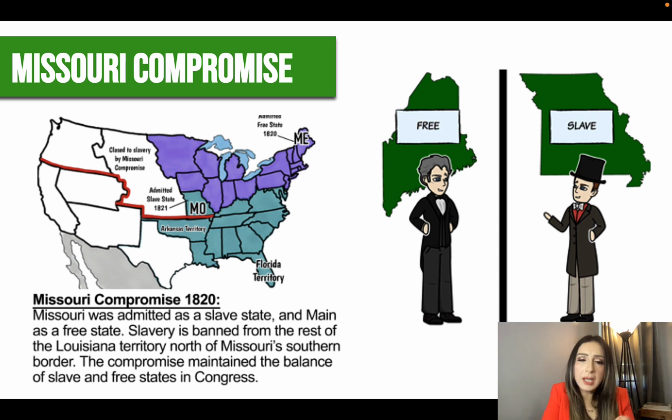Again, let's sum it up. Missouri Compromise. In order to keep the balance, Missouri is added as a slave state. Maine is added as a free state. And we have the Missouri Compromise line that says north of that, no slavery. South of that, slavery is allowed.